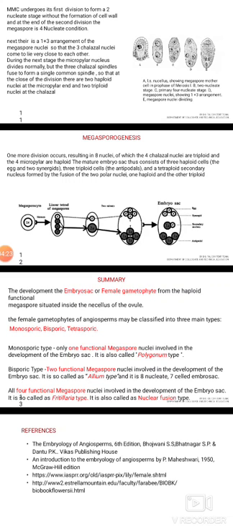The female gametophyte of an angiosperm can be classified into 3 types, namely monosporic, bisporic, and tetrasporic. Monosporic: here only one functional megaspore nucleus is involved in the development of the embryo sac, and it is also known as polygonum type. Bisporic: 2 functional megaspore nuclei are involved in the development of the embryo sac. It is also called Allium type, and it is an 8 nucleate and 7-celled embryo sac.